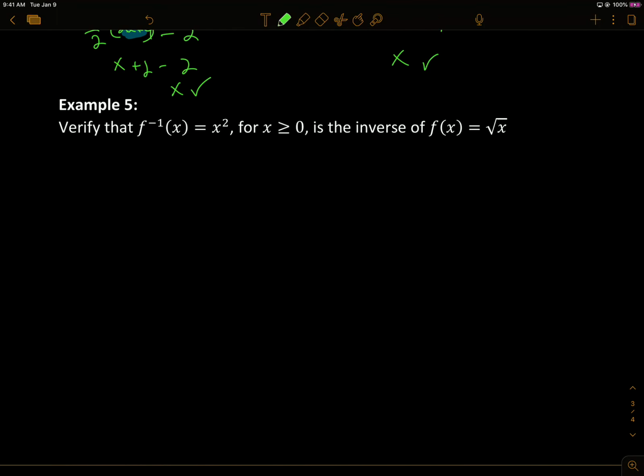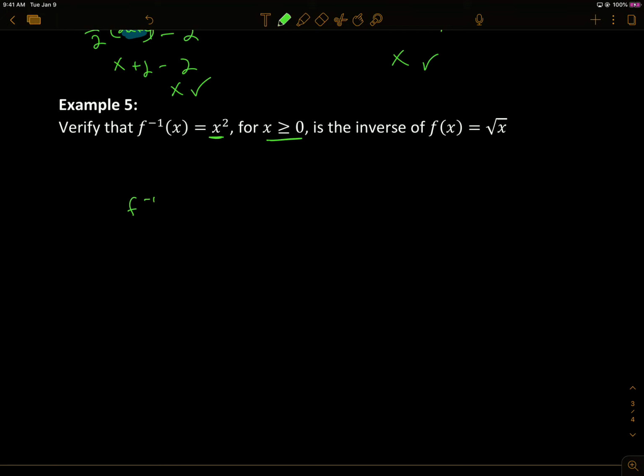So we're going to do this for one that has a domain restriction. For instance, I know x squared is a parabola, but if we restrict the domain to only the positive x's, it looks like that. So that's what f inverse looks like. And the square root of x I know looks like that. So it looks like it could work out. They both pass the horizontal and vertical line tests. So let's verify it algebraically.